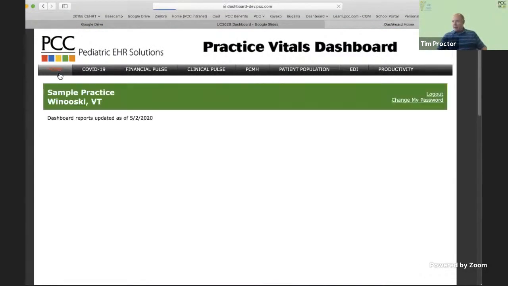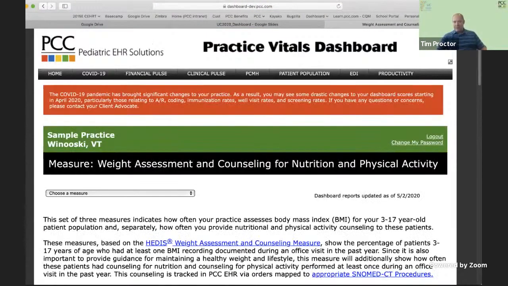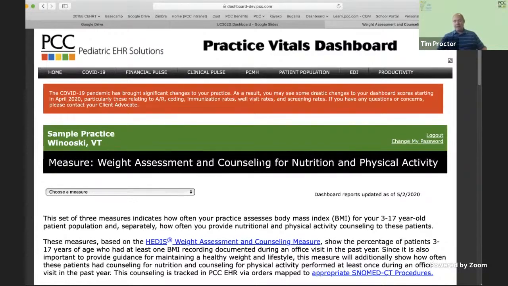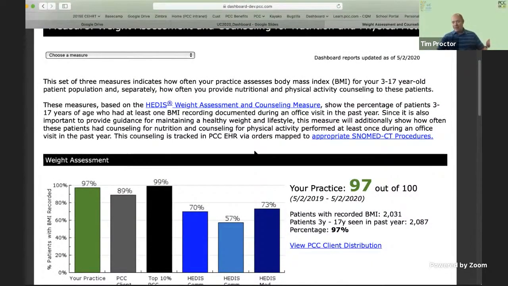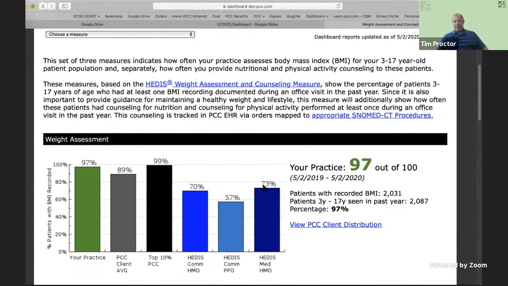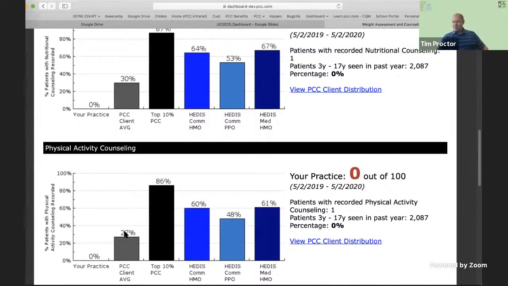All right, so getting back here to some measures, weight assessment and counseling. So we have this measure of how often you're collecting BMI for your patients and how often you're counseling them for nutrition and activity. This is a common HEDIS measure. Many of you have probably seen insurance companies reporting on this. We've added it in there because it is a common HEDIS measure. It's BMI assessment. So many of you are scoring really well. You can see the benchmark here is really high. For the counseling, nutrition and activity counseling, you'll see the benchmark is really low.